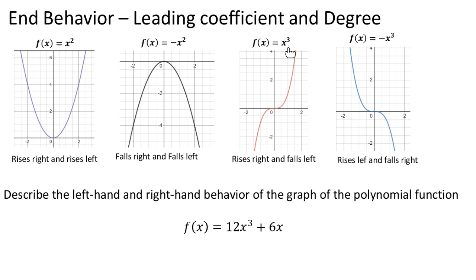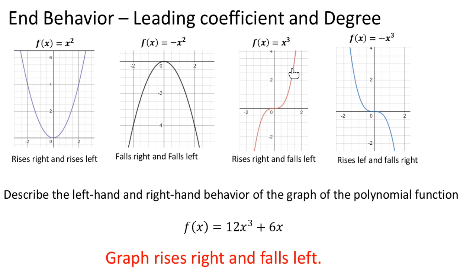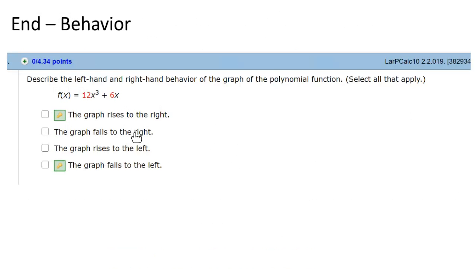So that means we're working with this graph or this graph. And then the leading coefficient is positive. So that means that our graph is going to behave like this one here. And so on the right side, you can see that it's increasing. And on the left side, you can see that it's decreasing or falling to the left. Okay, so it rises to the right and falls to the left. On WebAssign, they kind of separate it, right? So you want to find the one that says that the graph rises to the right and falls to the left.